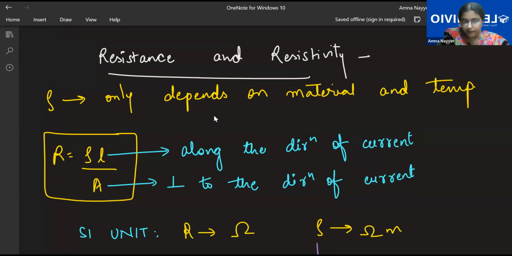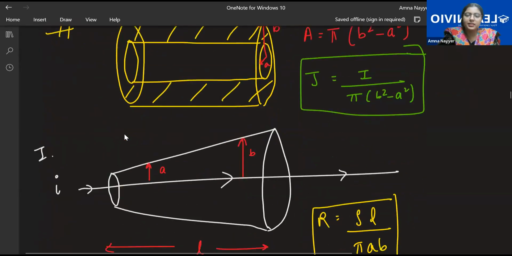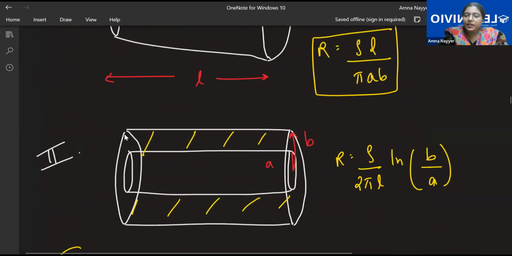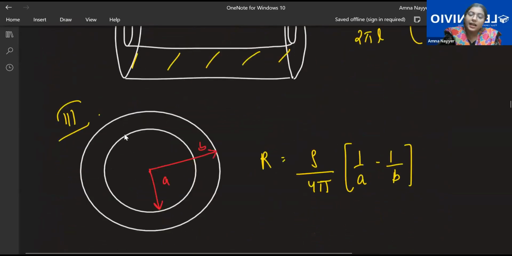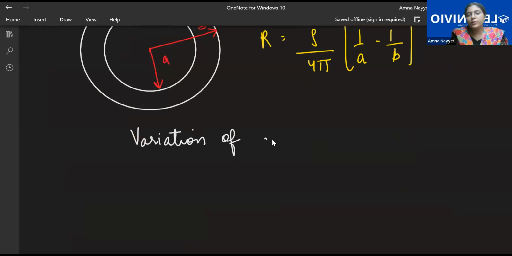Yes, ma'am. All right. So in the last class, we were discussing resistance and resistivity, and the basic formulas of resistance and resistivity we have discussed. And these three figures, I told you to remember their values as they are for the resistance. Now, we have done a case in the class, variation of resistance with temperature.